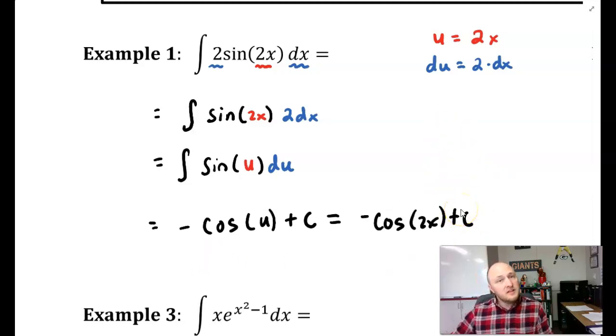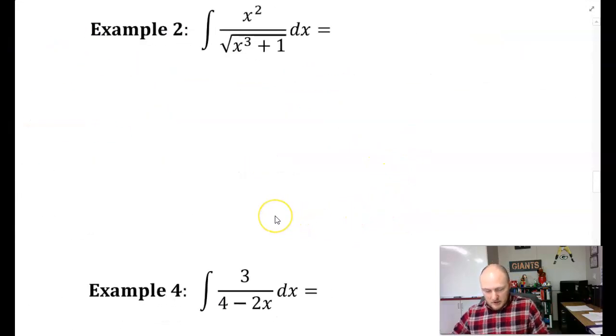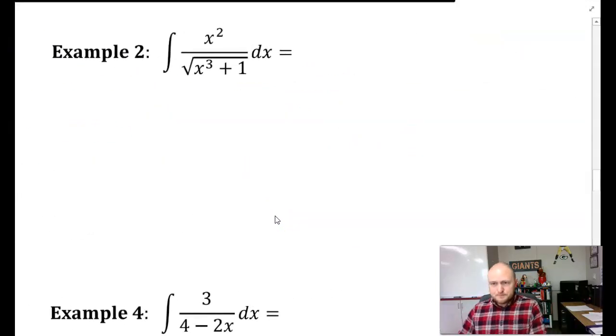Now, one thing that's cool with calculus, right? Integrals and derivatives, they're inverses. I can check my work. If I wanted to say, hey, am I right? I can take the derivative of this, right? What's the derivative of negative cosine of 2x plus a constant? Does it give me my integrand, 2 sine of 2x? It sure does, okay? So that's u substitution. Let's go ahead and look at it in example number 2.